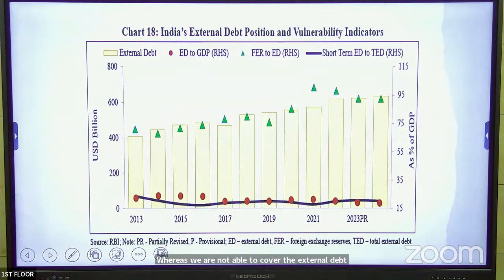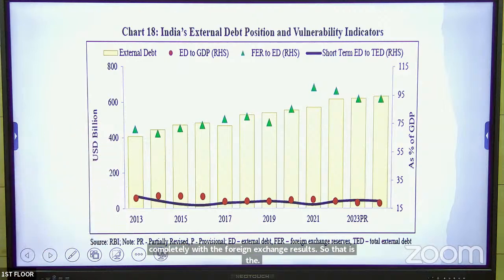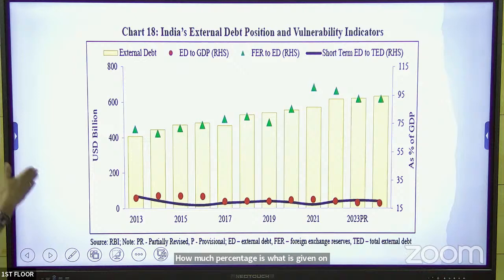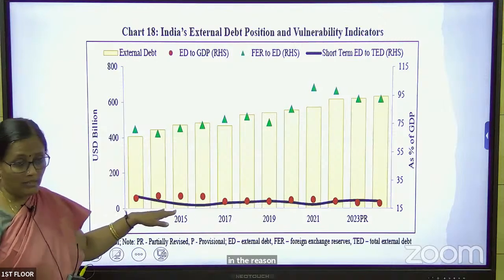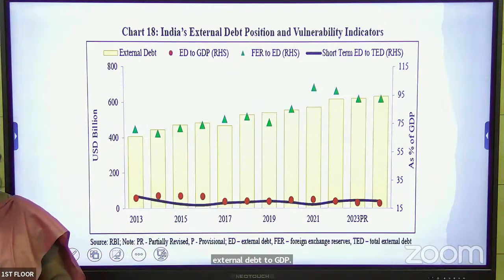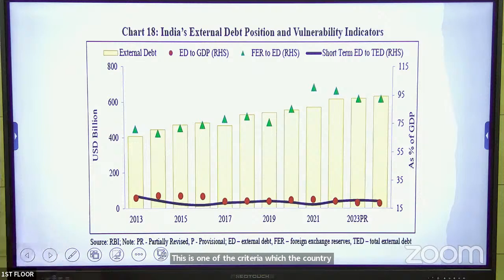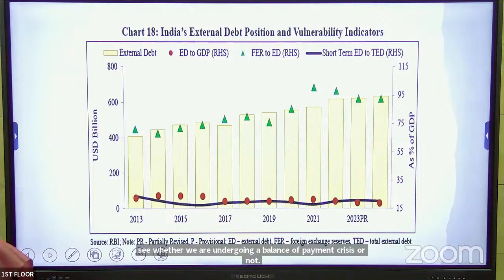So that is how much percentage is given on the right hand side. You can see FER to external debt on the right hand side, as a percentage of GDP. So you can see whether we were able to cover or not. In the recent past, we are still not covering. And external debt to GDP. This is one of the criteria which a country uses to see whether we are undergoing a balance of payment crisis or not. Okay. So you will see that it is creeping around 15%, 16%.